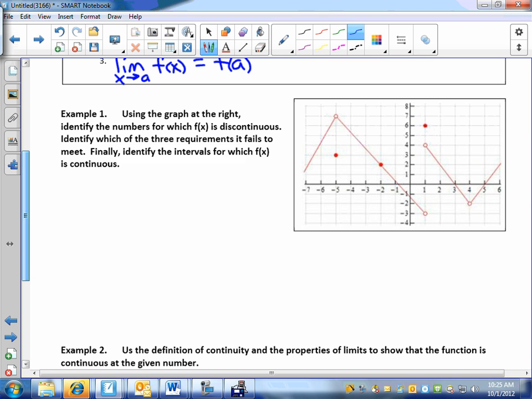Example 1 says, using the graph at the right, identify the numbers for which f of x is discontinuous. Identify which of the three requirements it fails to meet. And finally, identify the intervals for which f of x is continuous. Let's start off with the basic piece here, and then we'll get to the intervals later on. First of all, is f of x continuous at -5? No, it is not. So I'm going to write discontinuous at x equals -5.